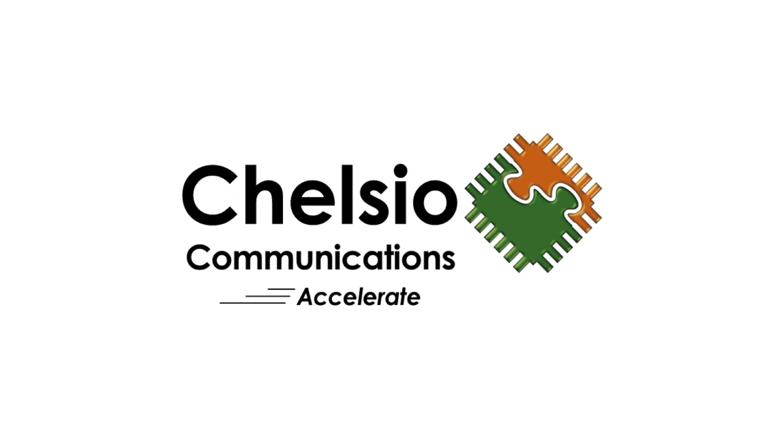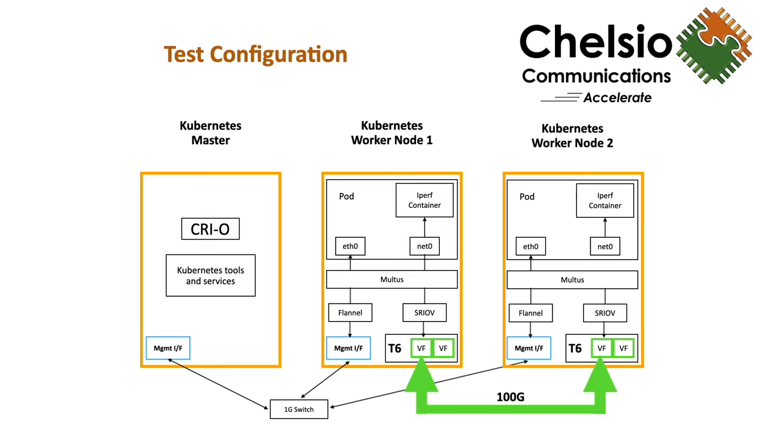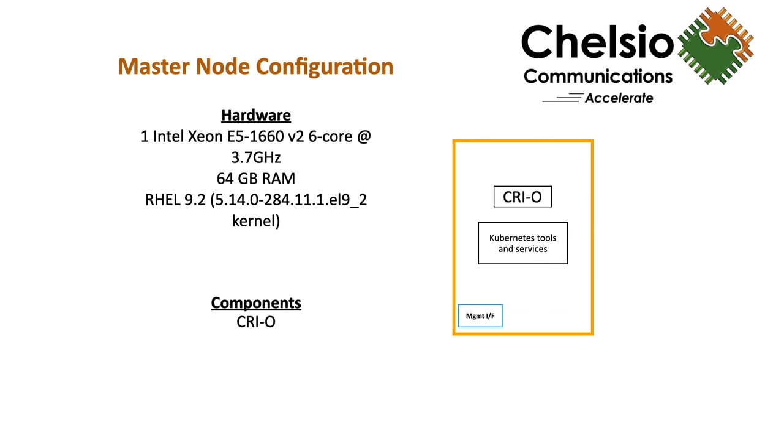But now, on to our demonstration. This is the test configuration that we are using. The cluster consists of a single master node and two worker nodes. Each of the worker nodes are equipped with a Chelsio T62100CR card. Our master node has a single Xeon E5 1660 6-core processor running at 3.7 GHz. The server has 64 gigabytes of RAM and running RHEL 9.2 with the 5.14 kernel. The nodes are also running CRI-O, which is an open source product that enables Kubernetes to use any OCI compliant runtime for running pods.